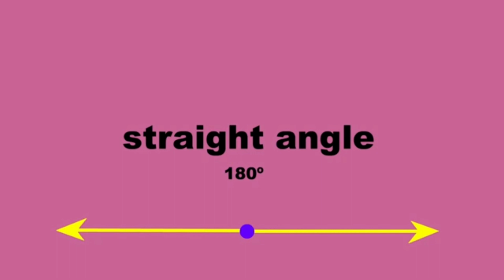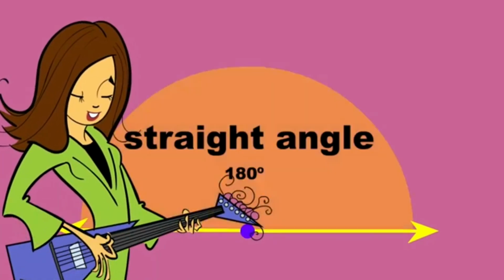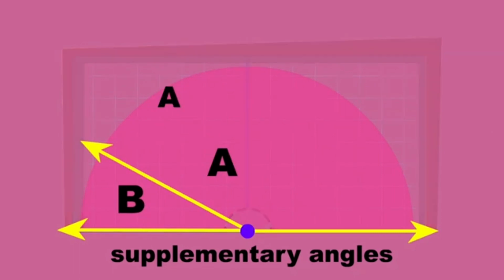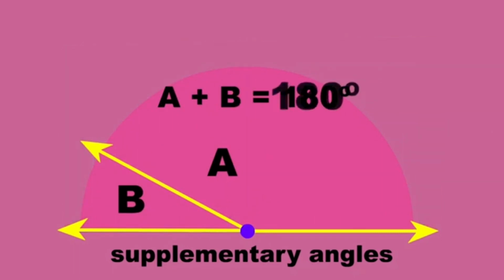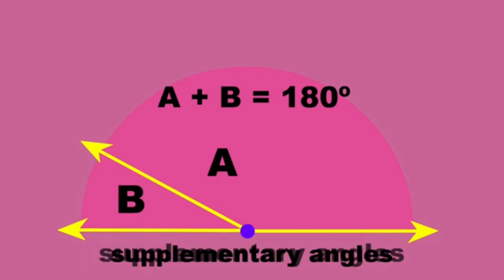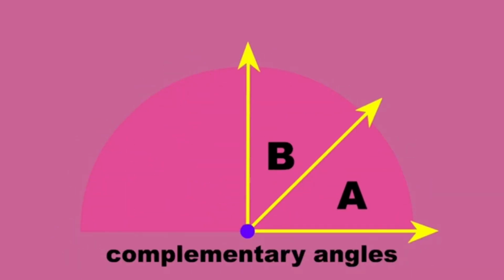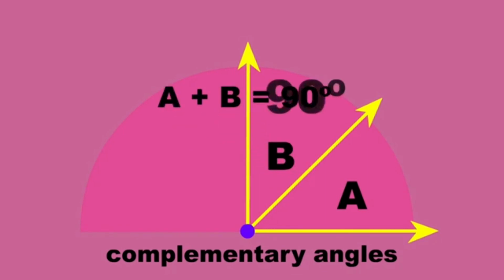A straight angle. When two angles add up to 180 degrees, they're called supplementary angles. When two angles add up to 90 degrees, they're called complementary angles.